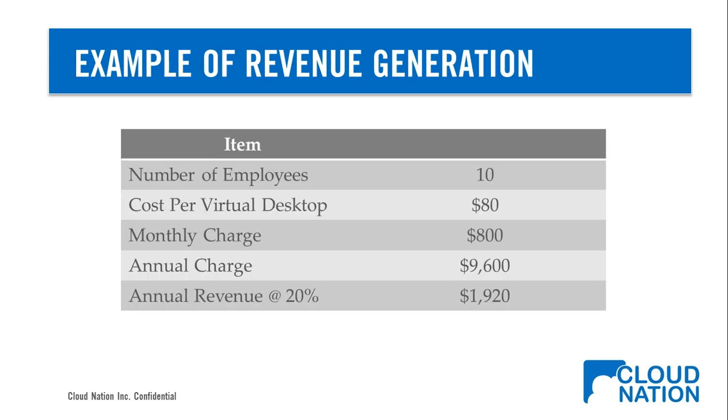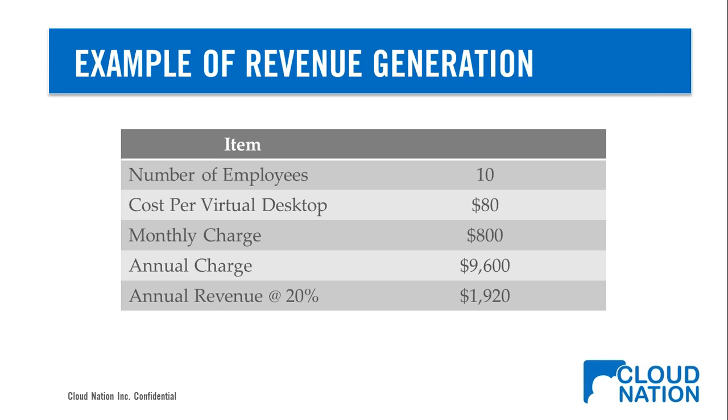A couple more slides here, and then we'll stop and ask questions. This is an example of revenue generation and how the money part of this works. In this scenario, we've got a company with 10 employees, and the average cost per virtual desktop is $80 per month. So with 10 employees, the monthly charge is $800. The annual charge is $9,600.